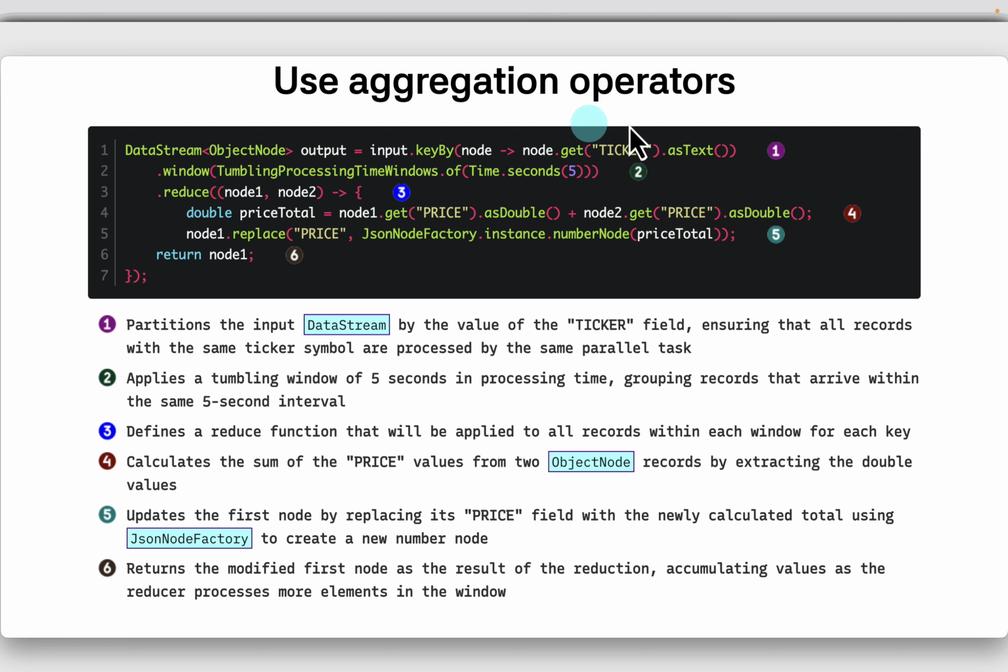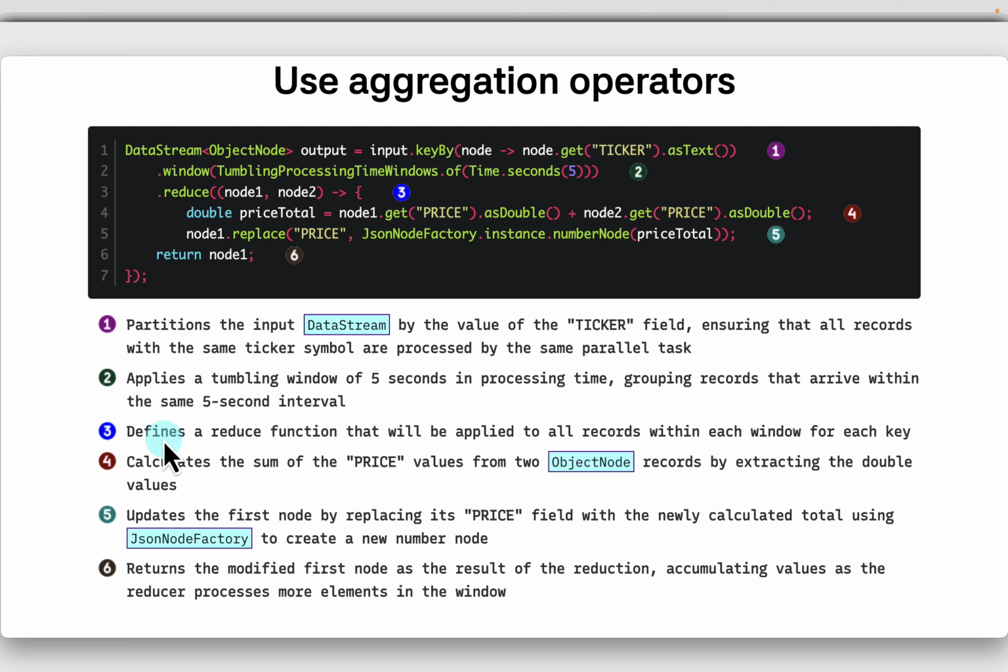This one is an aggregation operator. First, this partitions the input data stream by the value of the ticker field, ensuring that all records with the same ticker symbol are processed by the same parallel task. Because we are doing some aggregation, we are first grouping them by the stock ticker symbol. Next, this applies a tumbling window of 5 seconds in processing time. So this particular line groups records that arrive within the same 5-second interval.